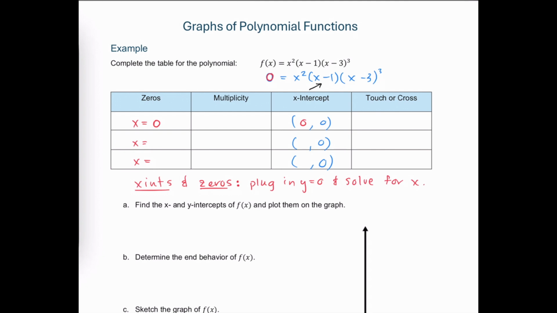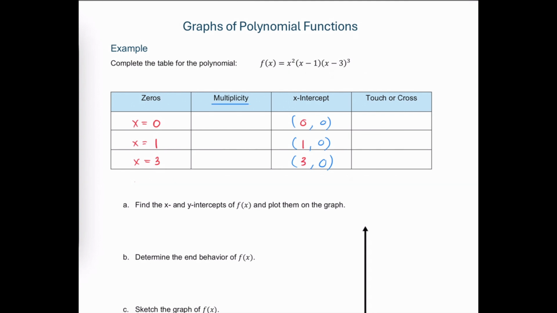The x value that zeroes out this factor is positive 1. If x is equal to positive 1, this whole factor is equal to 0, and therefore the output is equal to 0. So x is equal to 1 solves this equation, and therefore the ordered pair (1, 0) is an x-intercept on the graph. The x value 3 causes this last factor to be equal to 0, so x is equal to 3 is the zero, and (3, 0) is the corresponding x-intercept.